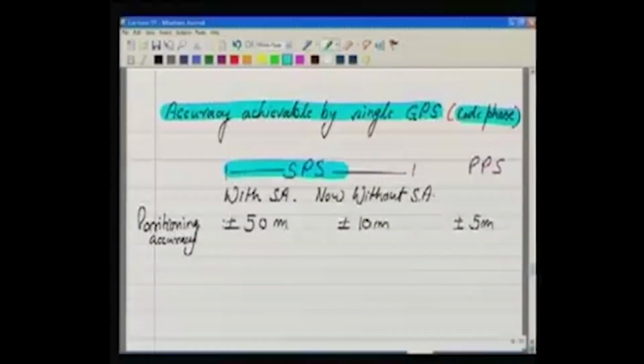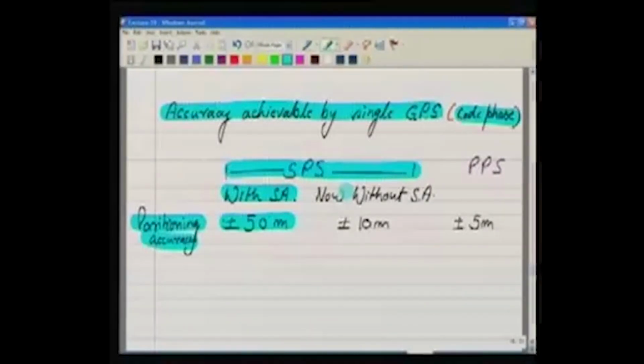So when we are using only the code phase and a single receiver, in SPS, standard positioning service, the positioning accuracy with SA, so this is not now, but with selective availability, it was approximately around 50 meter. Now, because there is no SA or selective availability, it is approximately around 10 meter. With PPS, the precise positioning service, the accuracy is plus minus 5 meter.